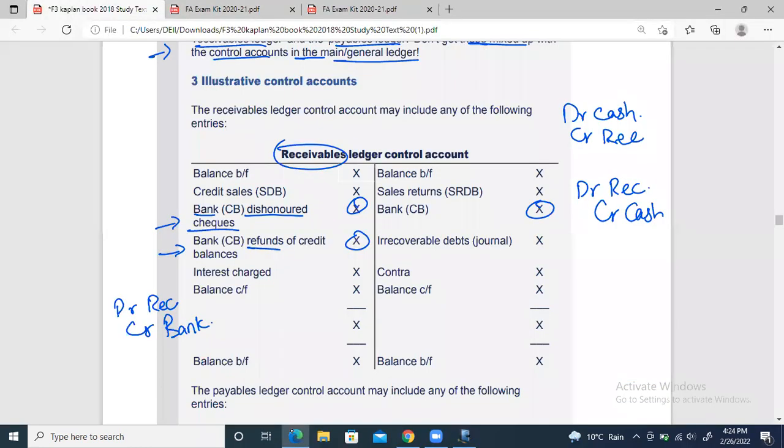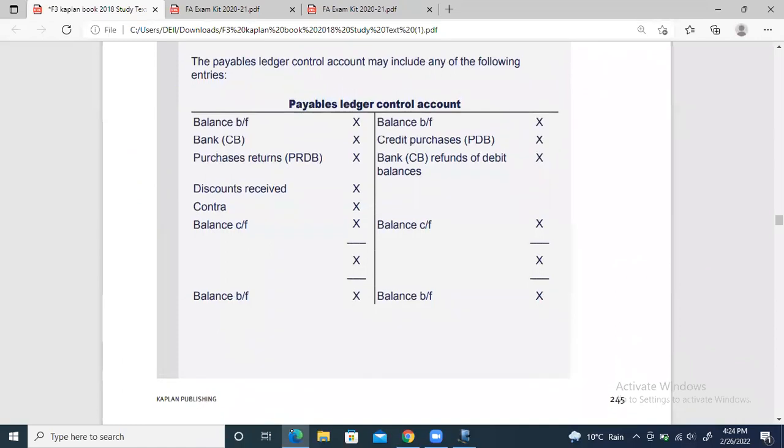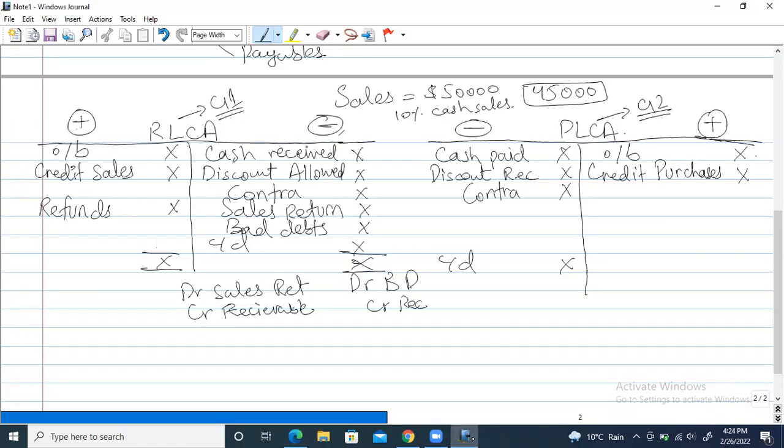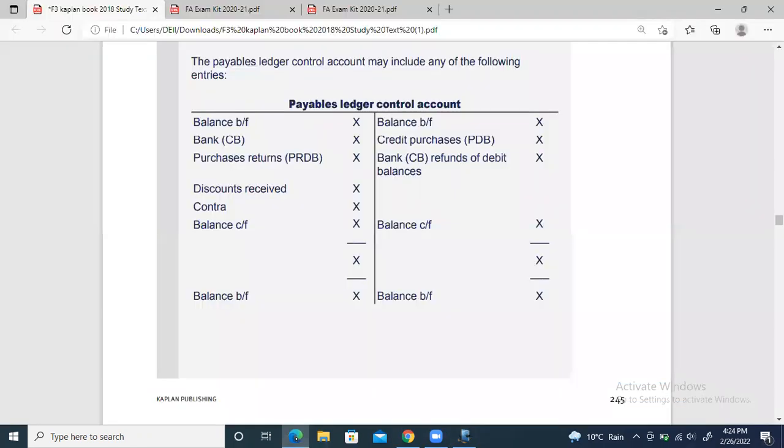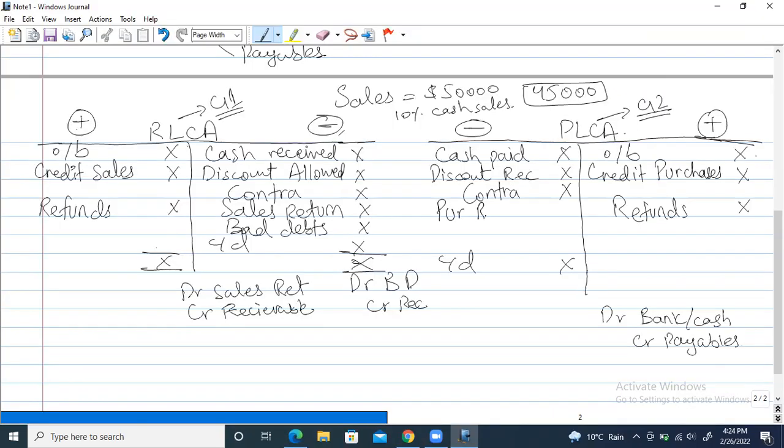Let's see what else is written over here in the payables account. Credit purchase, yeah, refunds are on the other side over here. Because in this case, you see, we are the customers. So if we are the customers, we will receive refunds. So our bank will be debited. So what will be the entry? Debit bank or cash and credit the payables. This will be the entry. And what else do we have over here? Yeah, purchase returns. These two are separate things, purchase returns and refunds, because a refund is when you receive back the cash, and a return is when just the payable is reduced, no cash transaction occurs.